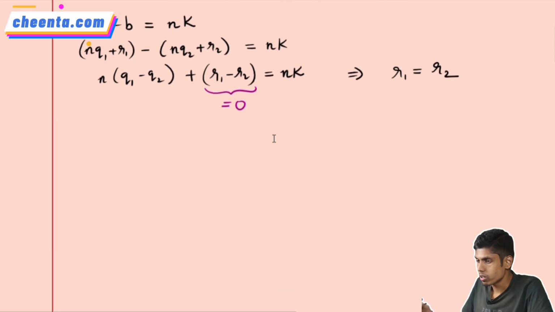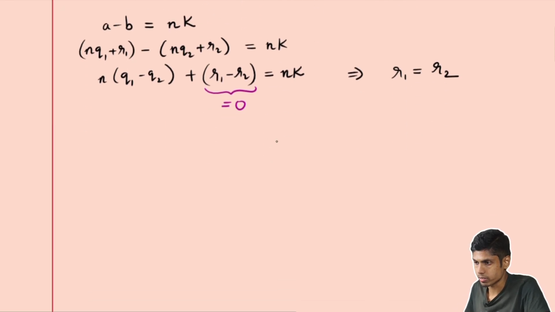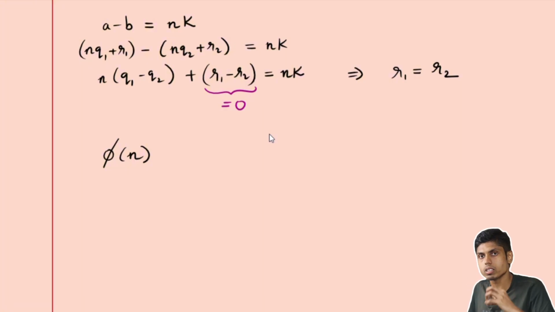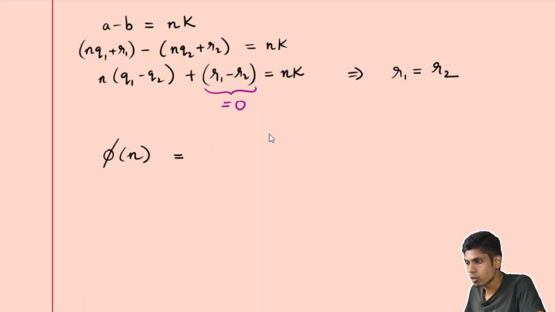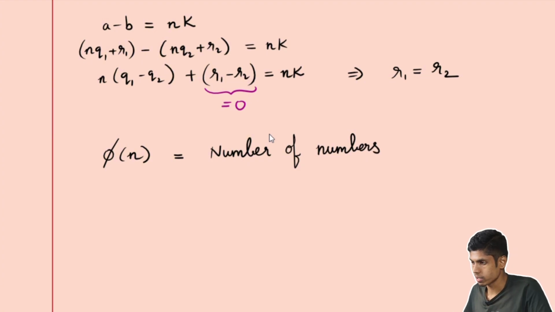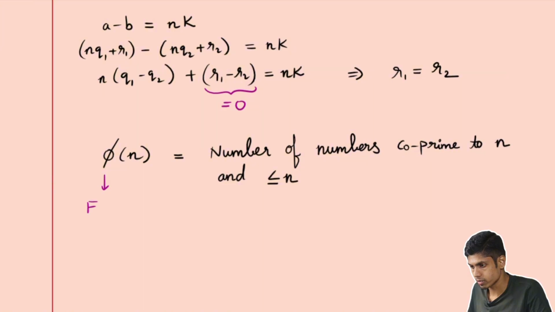Next we will learn about Euler's totient function. The function phi of n, which takes a natural number and gives you a natural number, computes the number of numbers coprime to n and less than or equal to n. This is called Euler's totient function.